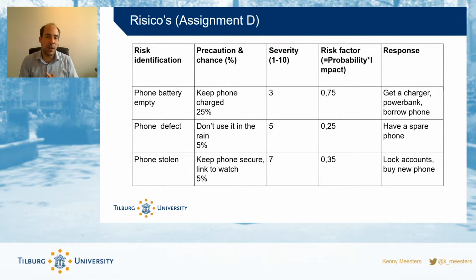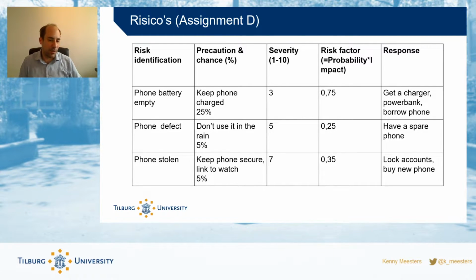And what could be the countermeasure I'm taking? For the 5%, it's don't use it when it's raining. And my phone can get stolen by somebody. So what I can do is keep it in my pocket. It's linked to my smartwatch normally. So as soon as my phone and my smartwatch get too far away, I'll get a notification that something's wrong.